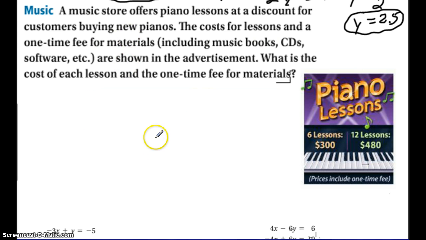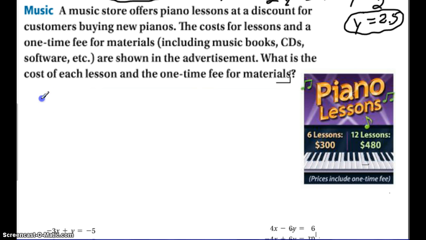So a music store offers piano lessons at a discount for customers buying new pianos. The cost for lessons and a one-time fee for materials, including music, books, CDs, software, are shown in the advertisement. Well, here's the advertisement. It says you can get 6 lessons for $300 and 12 lessons for $480. What is the cost of each lesson and the one-time fee for materials? Well, let's just take the first one right here.